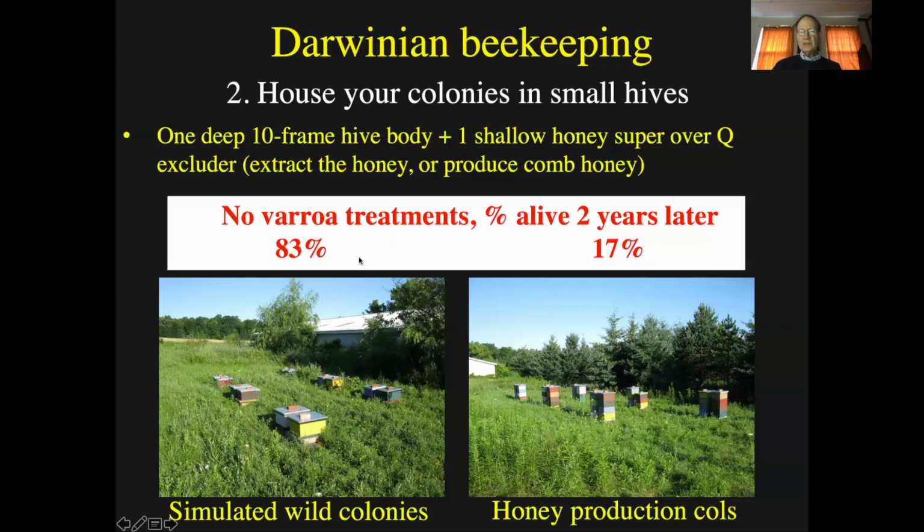And these colonies were given no varroa treatments, and all of the colonies survived their first winter because all the colonies started out as small 2-frame nukes. And so they got through the first winter because their varroa counts were low. But the second summer, the colonies were well established, and at the end of the second summer, only 17% of these colonies were still alive. Again, no varroa treatments, but 83% of these were still alive.